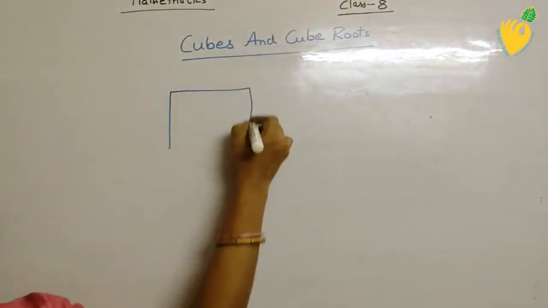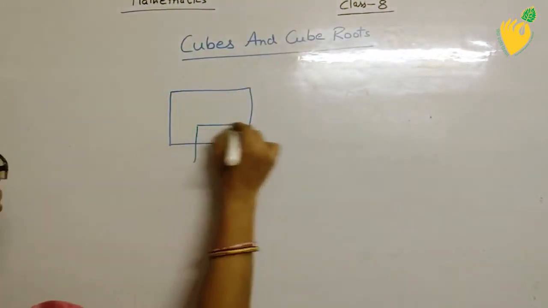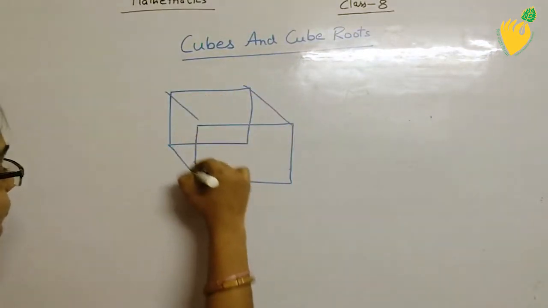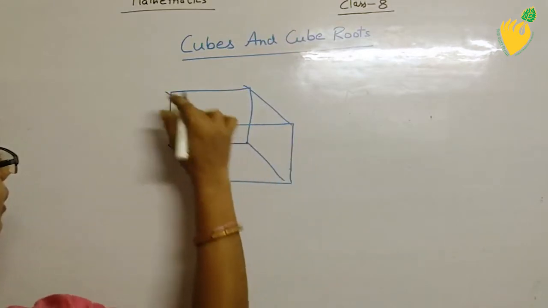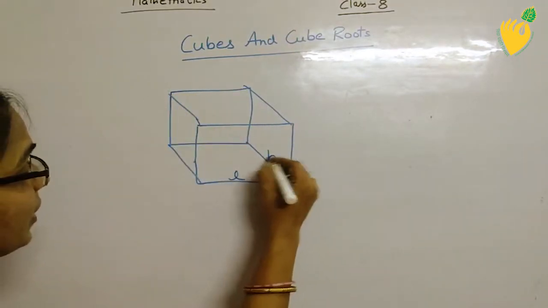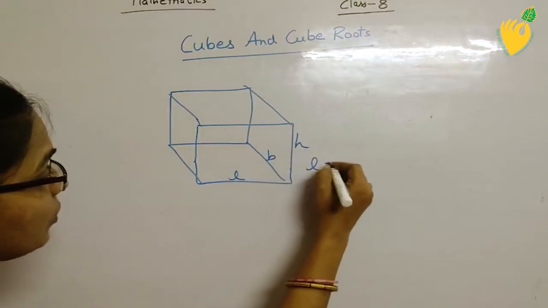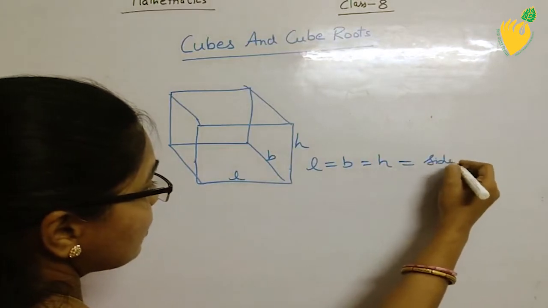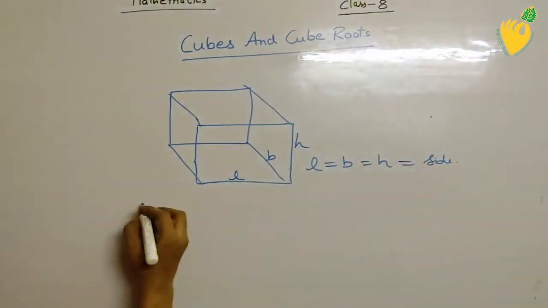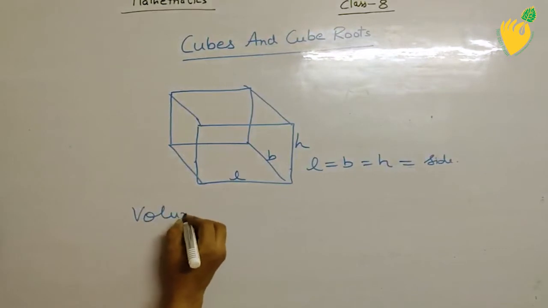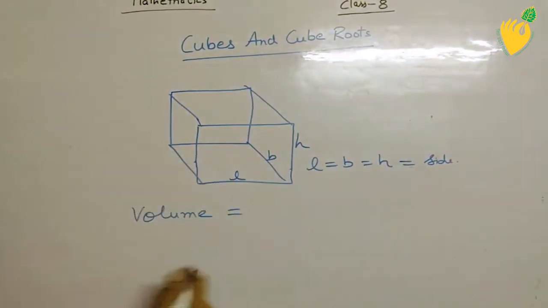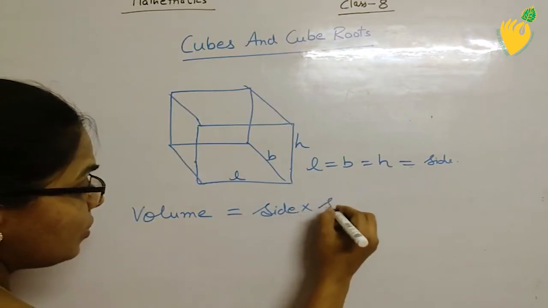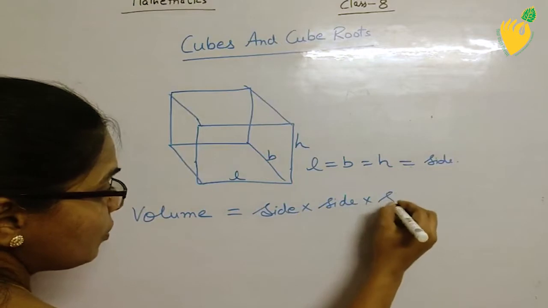It is a cube, students, with all its 3 dimensions, that is length, breadth and height, equal. This is length, this is breadth and you can say this is height. So length, breadth and height are equal. Suppose this is a side. So students, if you have to find the volume of this cube, what formula do we use? Simply, side into side into side.